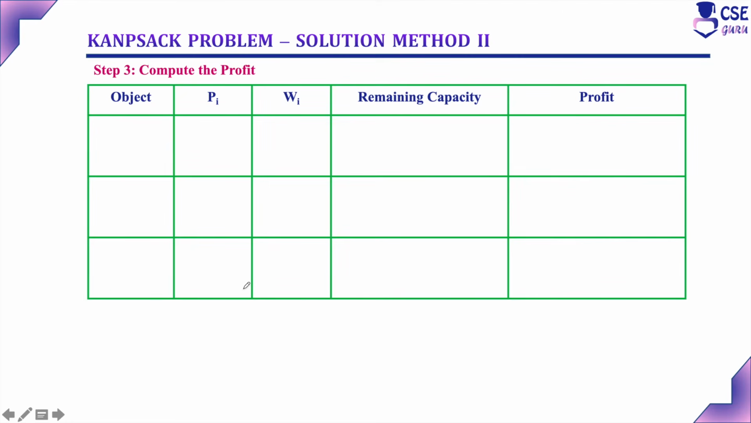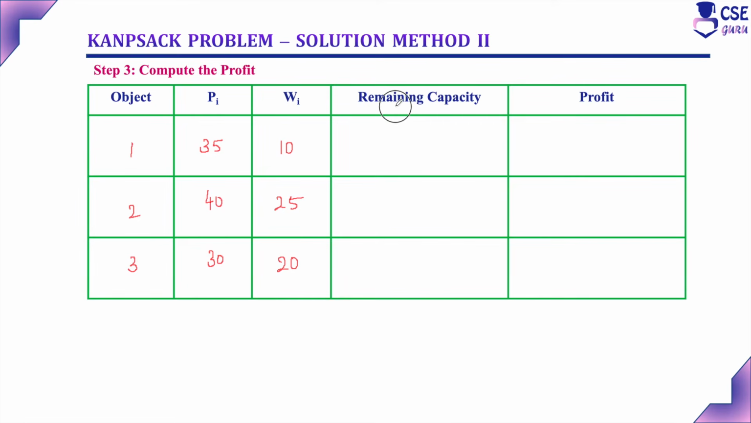Third step, compute the profit. Now we will write the objects, with their profit and weight, according to step 2. There are 3 objects, object 1, 2 and 3. Their profit and weight according to the maximum Pi by Wi are 35, 10, 40, 25, then 30 and 20. So this is similar to the previous method.